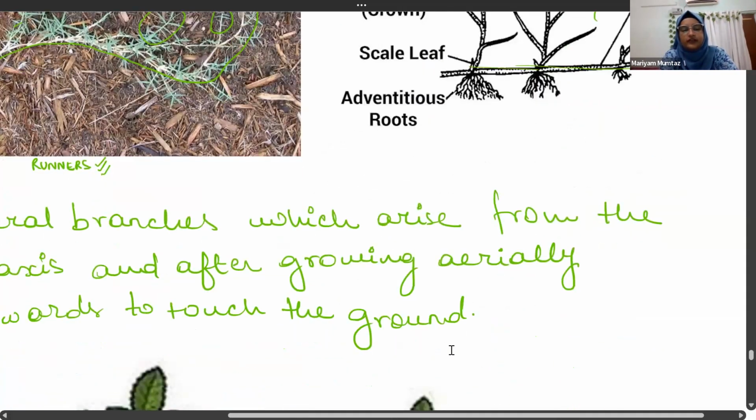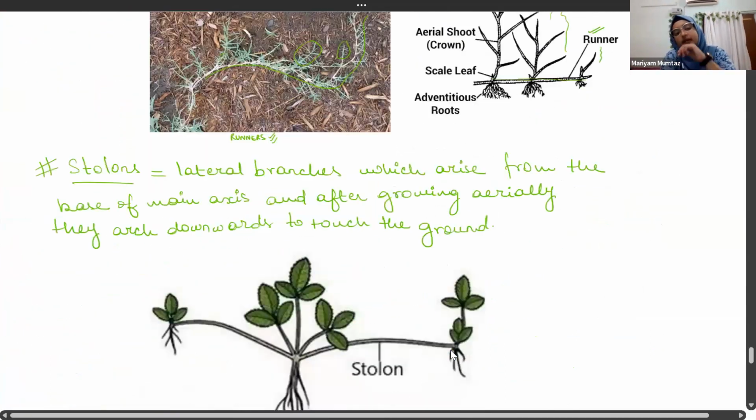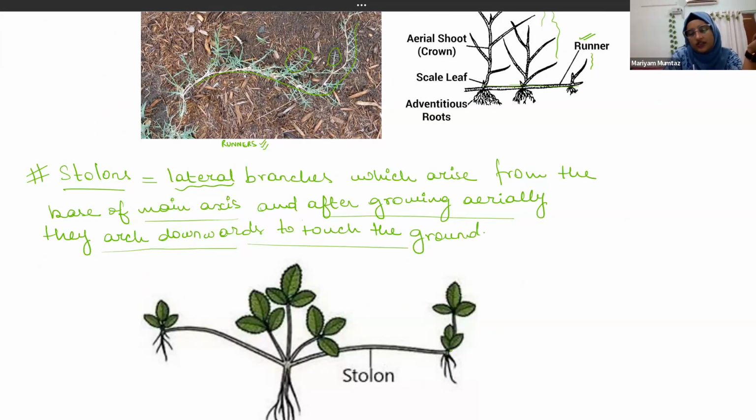Okay, now moving forward, the next type of modification of stem is stolons. Now I told you about the position lateral, right? Lateral is sideways position. So the lateral branches which arise from the main axis, and after growing aerially, they bend downwards to touch the ground.